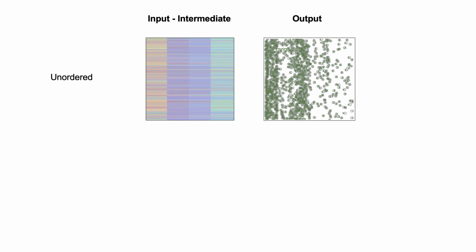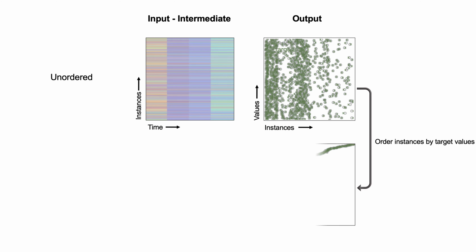On the left is the structure of an input or intermediate node, in which instances are listed vertically and cell colors encode the temporal values of the series. On the right is an output node, instances are listed horizontally and values of these instances are listed vertically. We reorder the data entries based on their output values for visualization purpose.